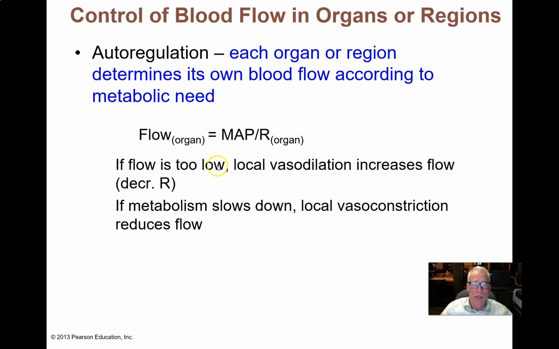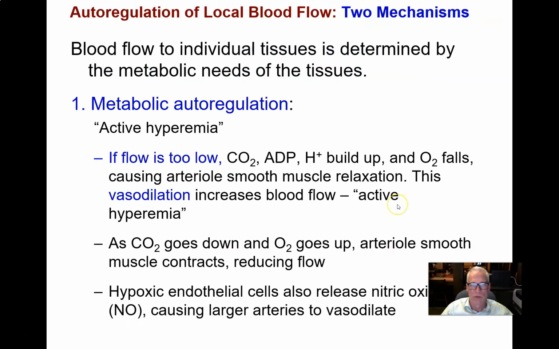Well, if the flow in a particular organ is too low, the arterioles in that organ are going to vasodilate. And if you vasodilate, you reduce resistance. And this number in the denominator gets smaller. Therefore, when you divide, flow gets larger. So vasodilation increases flow in that organ. If the metabolism in the organ slows down and it doesn't need as much blood flow, arterioles will vasoconstrict and reduce the flow. So how does that work?